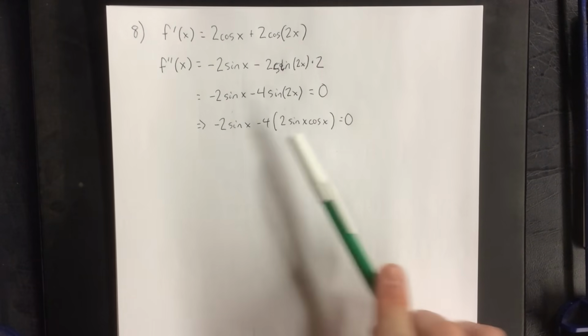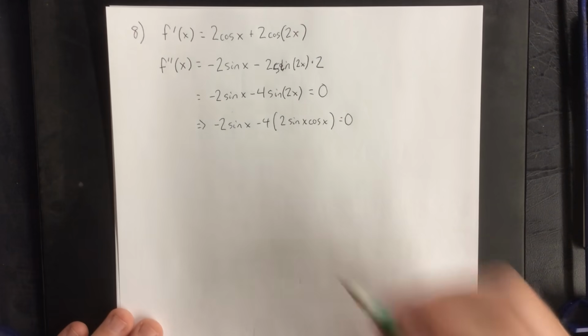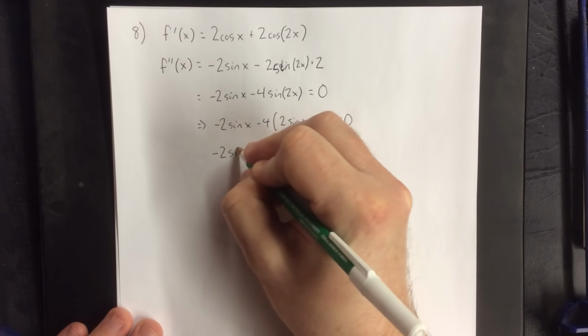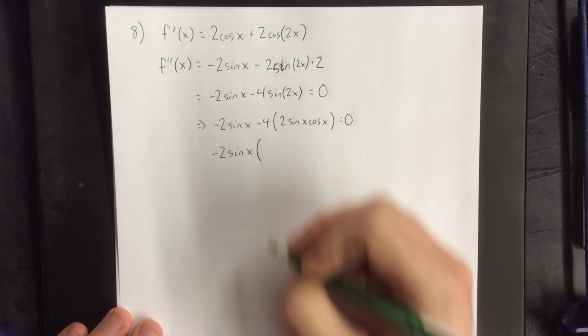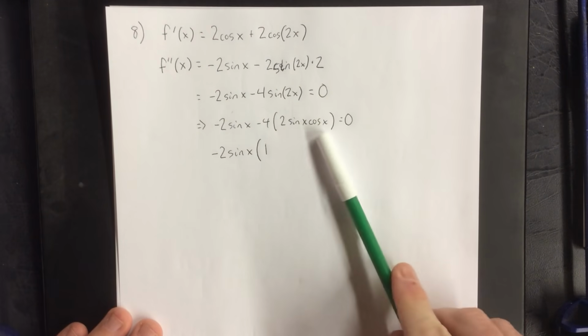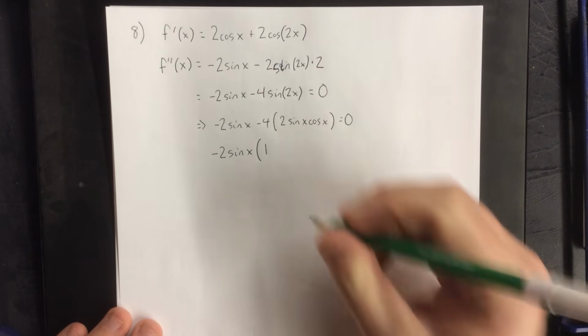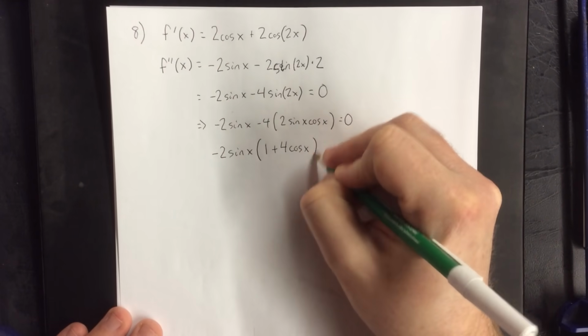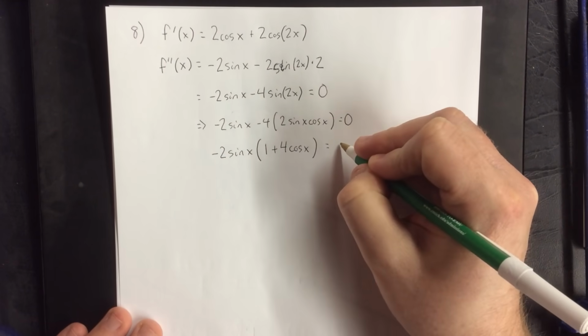Now I see once again we do have a common factor of the sine of x here. Excuse me, we'll go with negative 2 sine of x as our greatest common factor. So the first term would become 1. For the second term, if we take away the 2 times sine of x, we'll have plus 4 times the cosine of x. That'll be equal to 0.